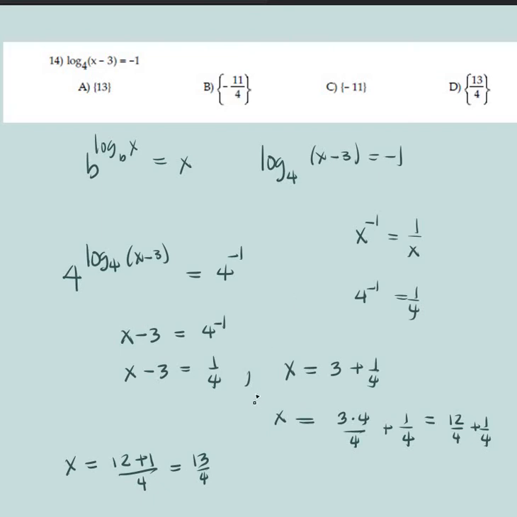Okay? So I'm going to do another 2 problems about logarithms, and I will see you in a second. This will be the second part of this problem.